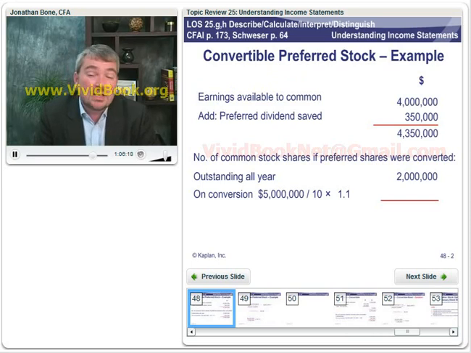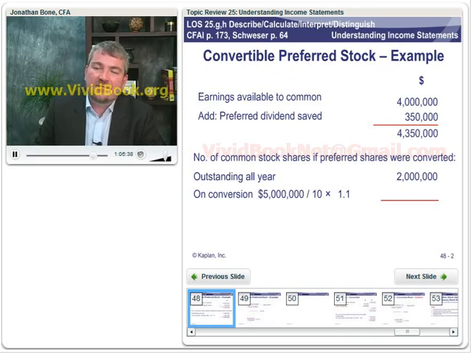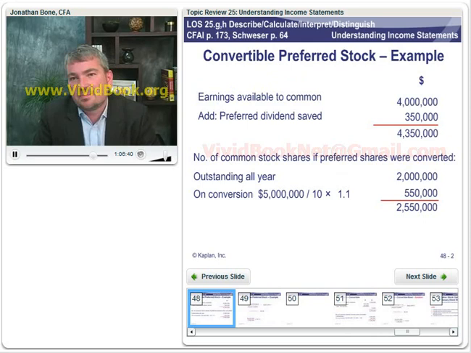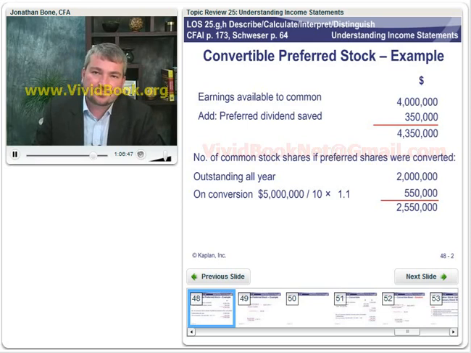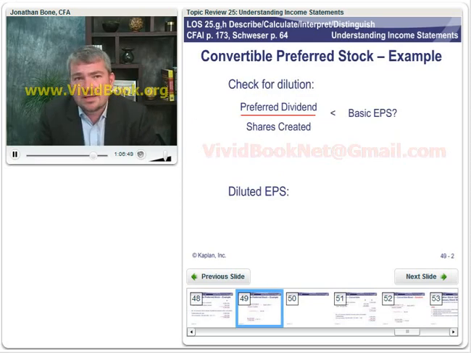So my adjusted numerator would now be 4,350,000. I also need to work out the impact on the denominator. So my par value is 5 million, and remember, for every $10 of par value, I get 1.1 shares. So 5 million divided by 10 times 1.1, a further 550,000 shares would be created, giving me a denominator of 2.55 million.